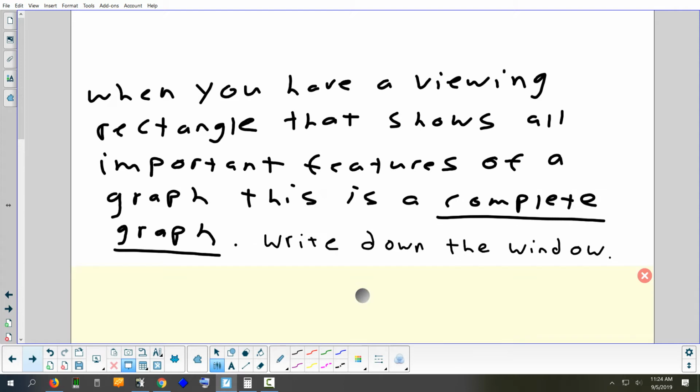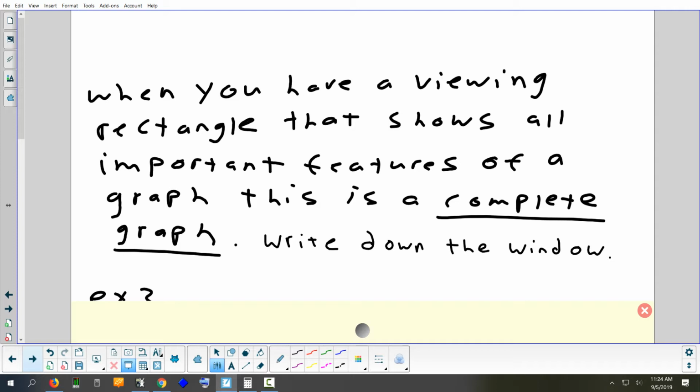Okay, so when you have a viewing rectangle on the screen that shows you all the important features of your graph, now that's kind of vague. What's an important feature? Well, in our last problem, an important feature was an intersection. Not every graph has intersections, okay? But we wanted to see the intersection. If you find a window that shows you that, that's called a complete graph.